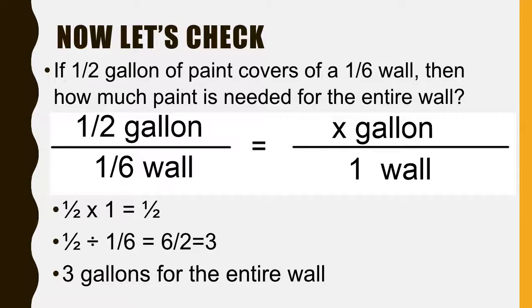Then how much paint? So gallons is paint, so we put our X with the gallons, is needed for the entire wall. So we're just doing one wall, so we're going to put one wall. Who can tell me what two numbers we multiply? Good, we do 1/2 times 1, which is 1/2.